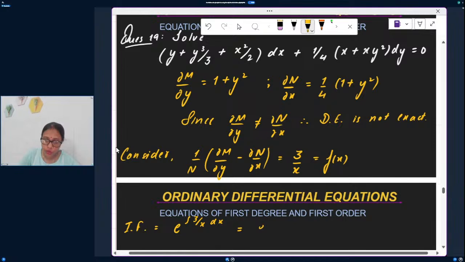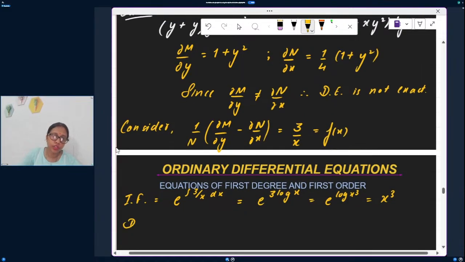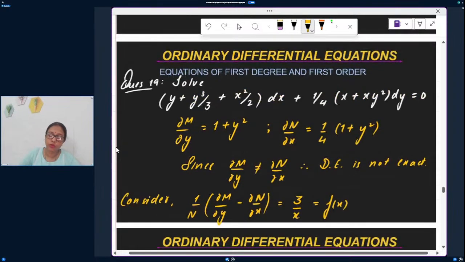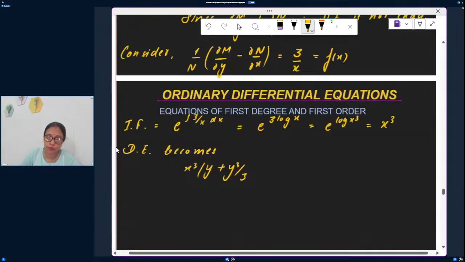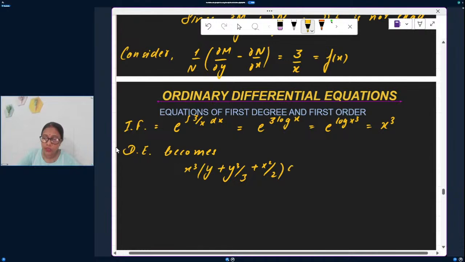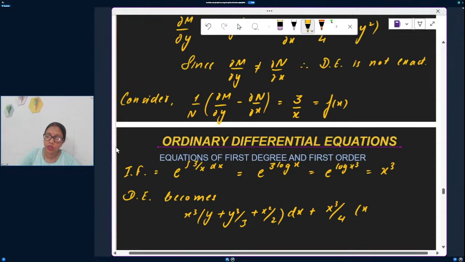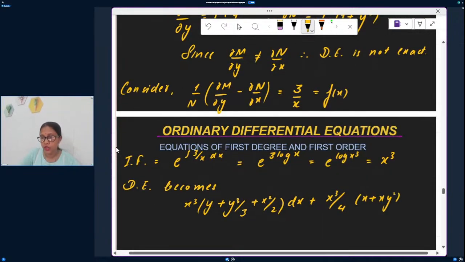That is equal to e raised to the power 3 log x, which is equal to e raised to the power log of x cube, and now you can cancel e and log. Your answer is x cube. So the differential equation becomes, you just multiply x cube throughout your differential equation. So that will become x cube times (y plus y cube by 3 plus x square by 2) dx plus (x cube by 4 x plus xy square) dy is equal to 0.